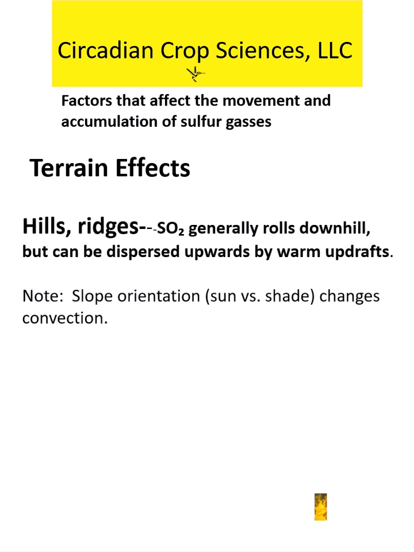With sulfur applied to sites on hills or ridges, sulfur dioxide and sulfur vapor will generally roll downhill, but it can be dispersed upward by warm updrafts. The slope orientation, depending on whether the slope is hit by the sun and warmed to create these convection currents, or if it's shaded, have a big effect on convection.